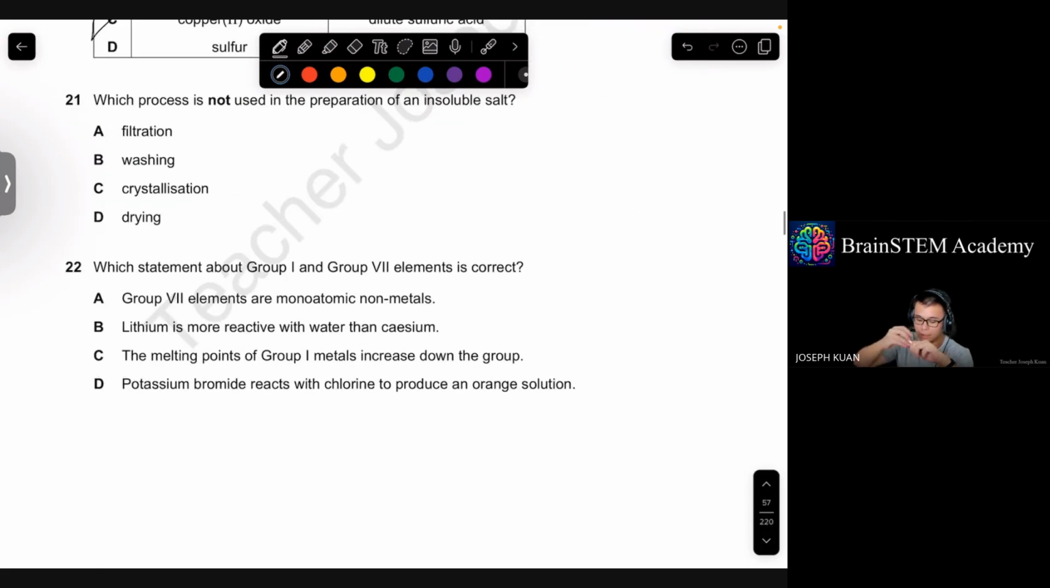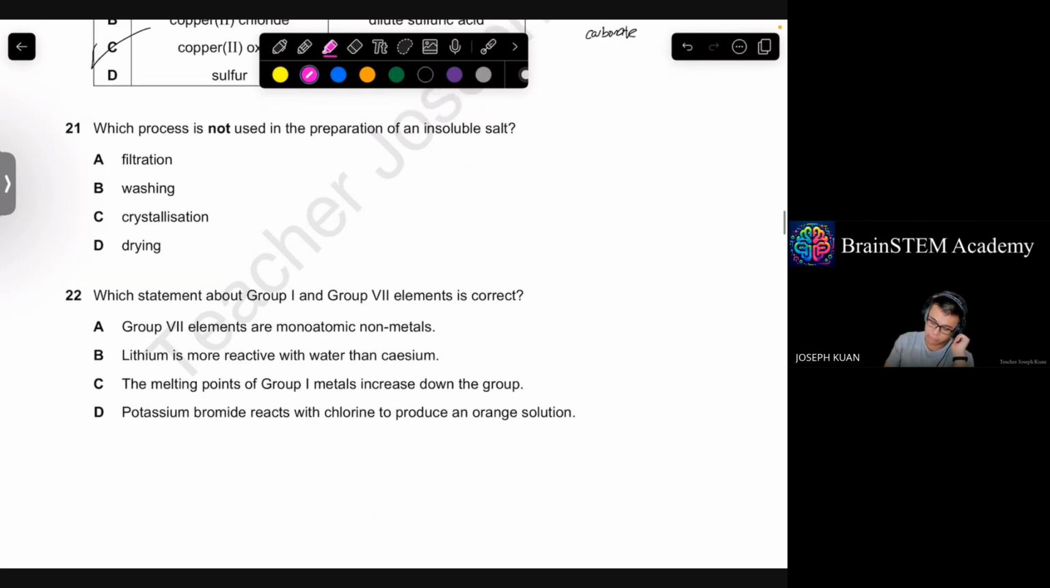Now, question 21. Which process is not used in the preparation of an insoluble salt? We're doing a precipitation reaction. So your product is straight up just an insoluble solid. It is not necessary for you to do crystallization. Crystallization is to crystallize soluble salts from aqueous solution to actual solid crystals, but this is already a solid salt. Question 21 is C.